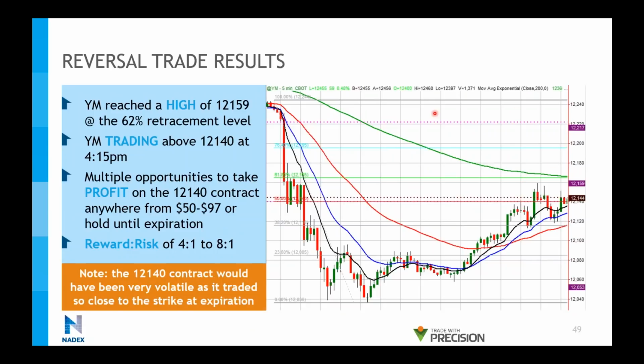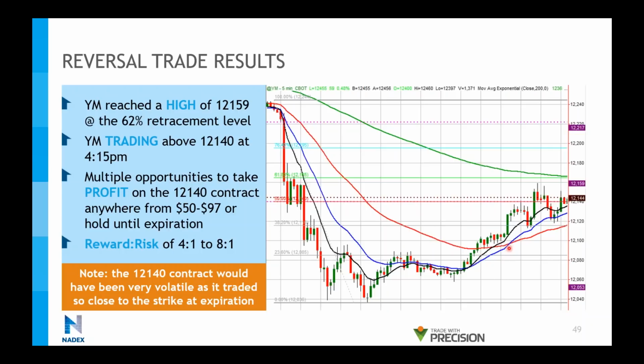This is what happened next. Obviously, if we went for that contract, which was already very close to the money, nothing wrong with that. Decent trade. A somewhat conventional reward to risk ratio on that trade. If we went for the one around the 50, that would have probably been one of the better selections.